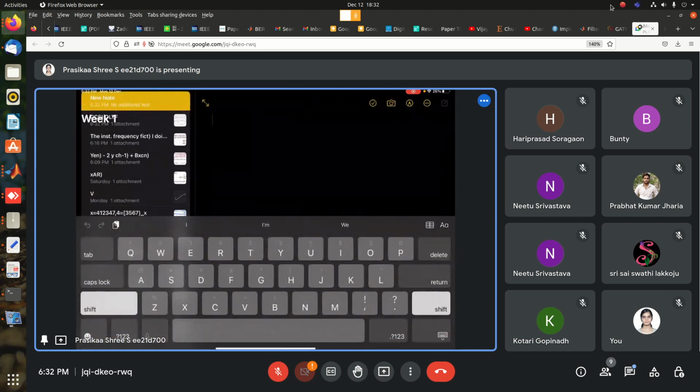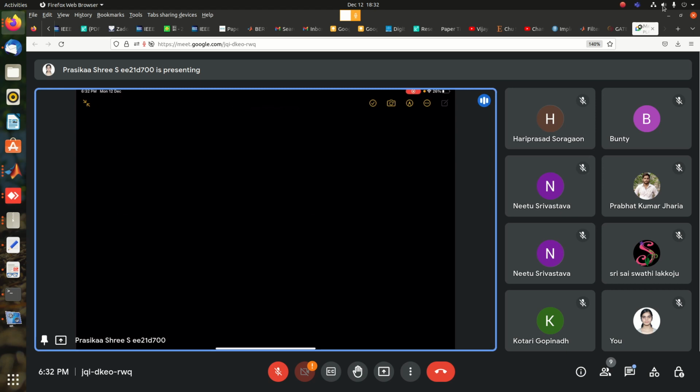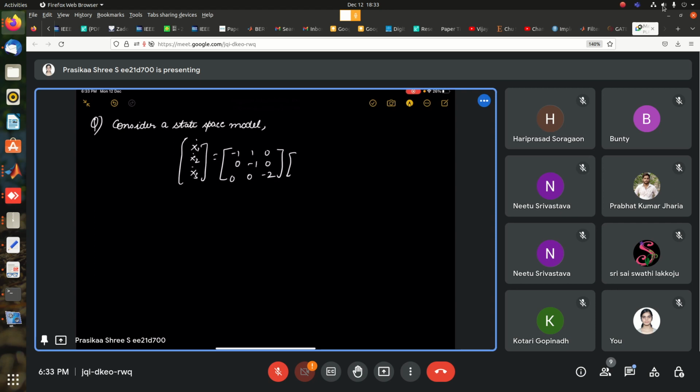So next question, I'll take it from controllability and observability. The question goes like this: consider a state space model x1 dot, x2 dot, x3 dot is equal to minus 1 1 0, 0 minus 1 0, 0 0 minus 2 into x1 x2 x3 plus 0 4 0 u, and y is equal to 1 1 1 into x1 x2 x3.